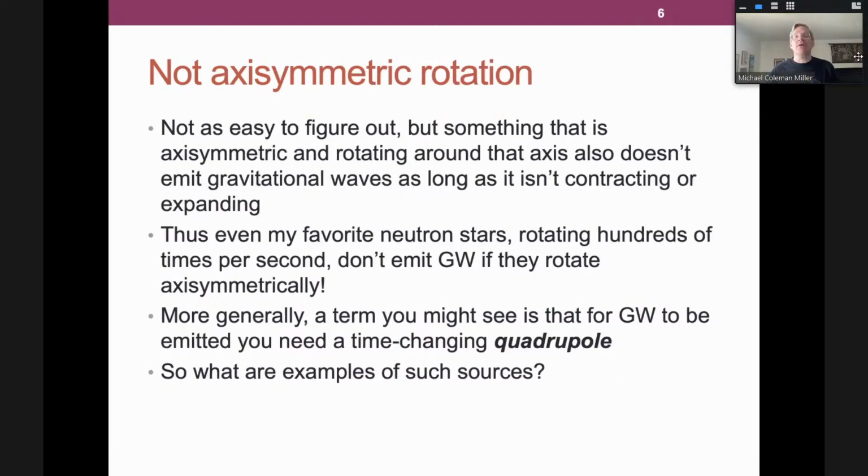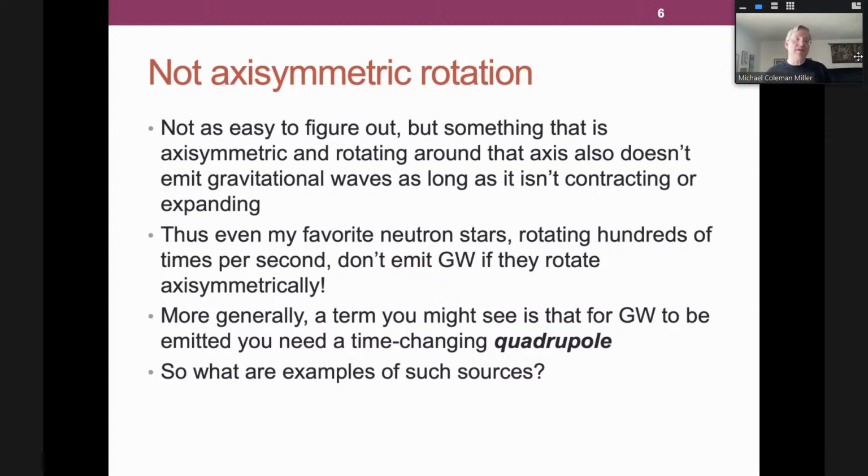Another thing that cannot give you gravitational waves, although this is not as clear, is that if you have something that is axisymmetric and is rotating around that axis, it does not emit gravitational waves as long as it is not also contracting or expanding. If you think, for example, about neutron stars, one of my favorite objects in the universe, you can have these things rotating hundreds of times per second, but if they are axisymmetric and rotating around that axis, nothing, no gravitational waves. More generally, it turns out that for you to get gravitational waves, you need a time-changing what is called a quadrupole. And that's something maybe you've run into or maybe not.